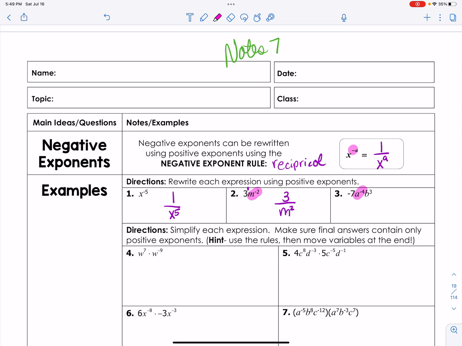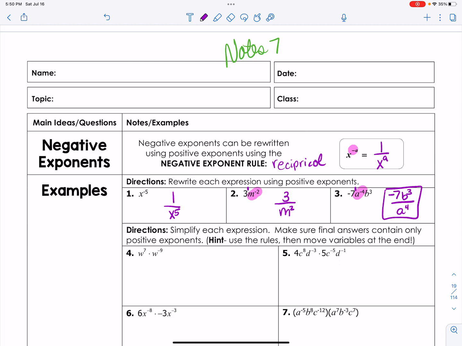Negative 7 is not a negative exponent; your exponent is a 1. So the negative 7 and the b cubed stay, but the a to the 4th moves to the denominator and becomes positive. There are going to be reasons why you need to rewrite these as positive. So from here on out, I will never use negative exponents in a final answer.